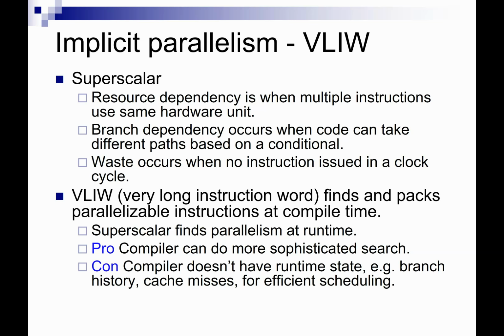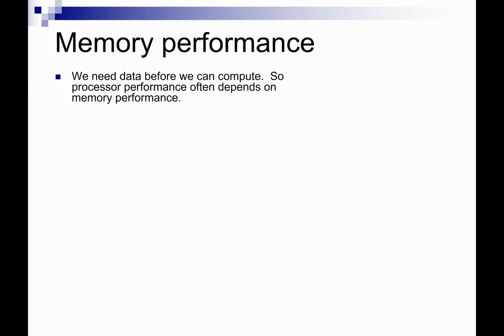Okay, so this is basically the type of parallelism that we have in a single processor. Next I'm going to talk about memory performance. This is also a very important component of overall performance because, of course, you need to get data before you can do computation on it. Therefore the performance of your processor often depends on how quickly you can actually get data.